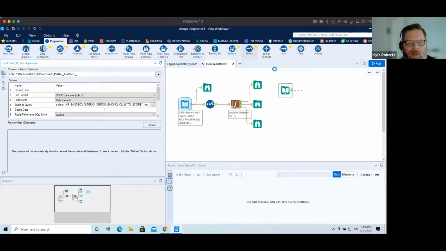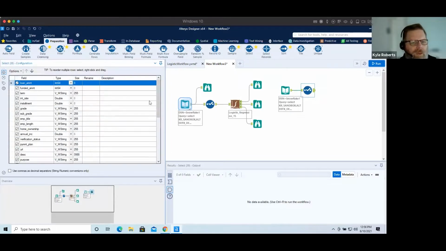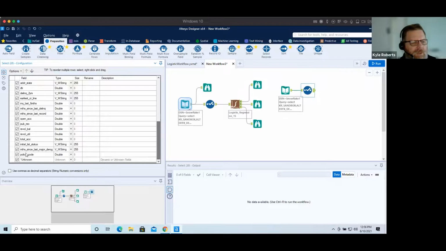And grab that in there. Take just a second. Okay, you can see that in this data set, there is no variable that calls is bad because this is data that we actually need to score.